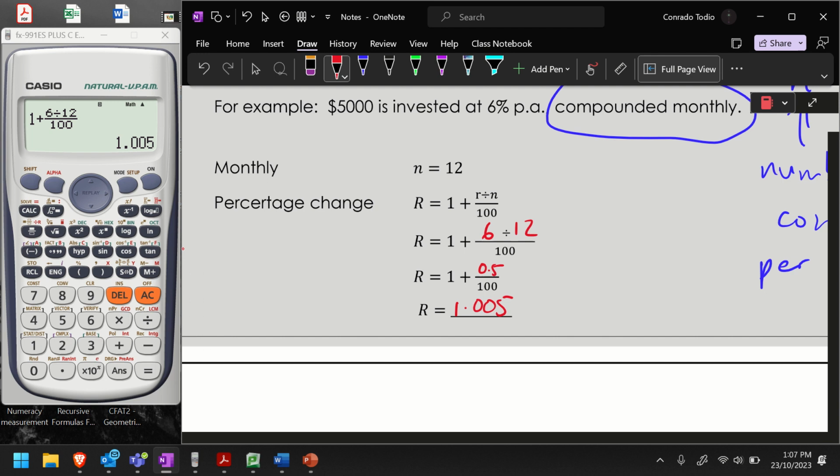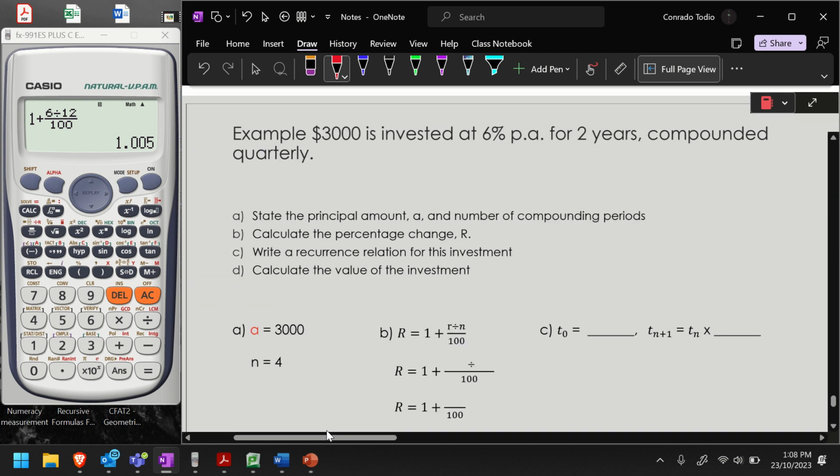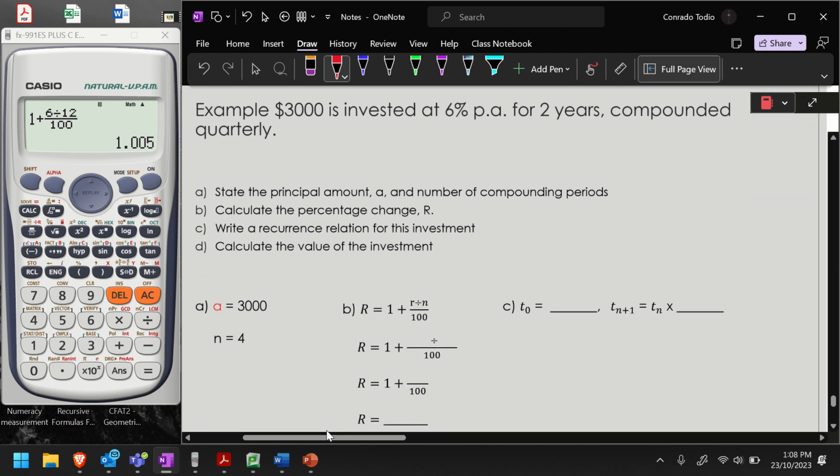So what does this number tell us? Anyone tell me, Sam, what does this R value tell us? Yeah, that's the number you're going to multiply by to get the next term. That's it. Easy. You've learnt it before. It's just another variation of it. So let's apply this in this example.